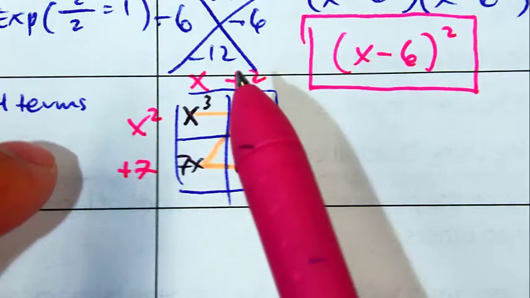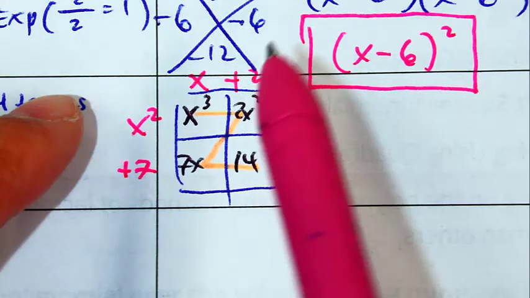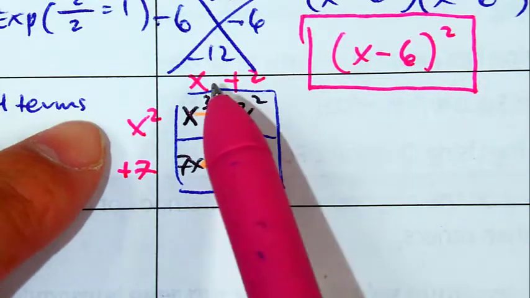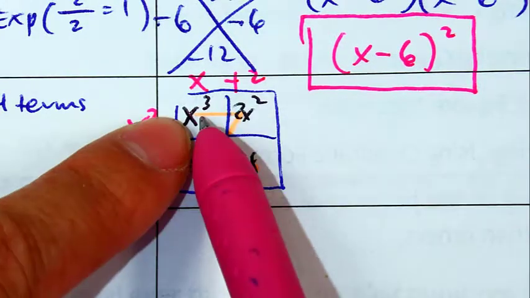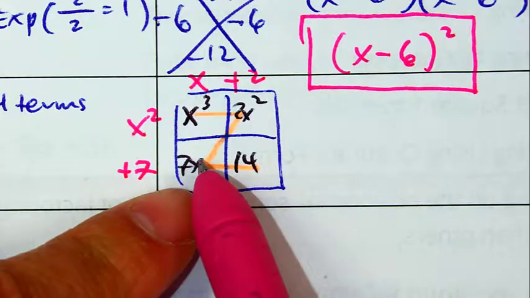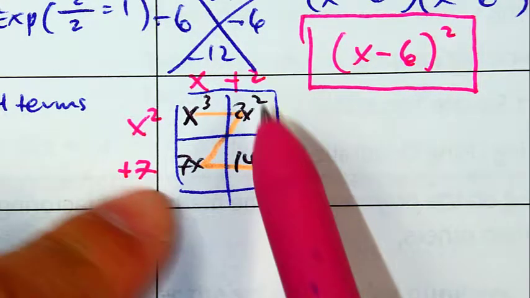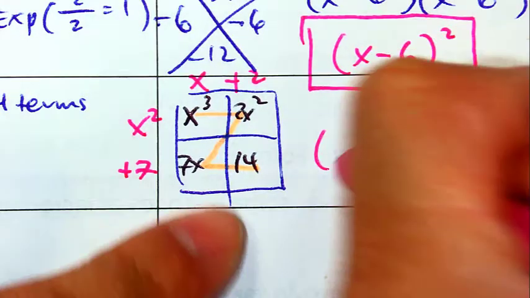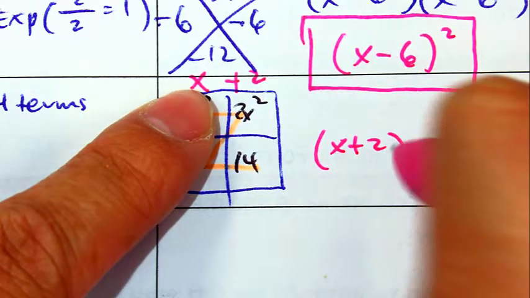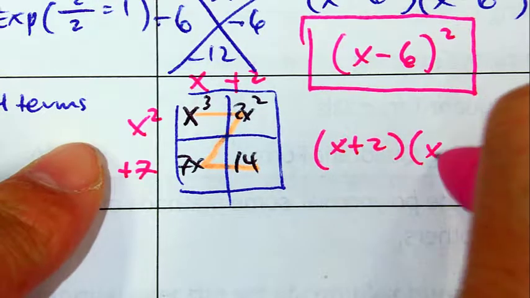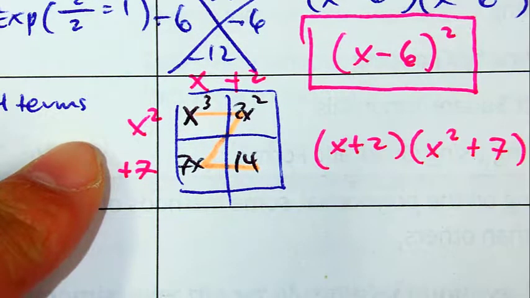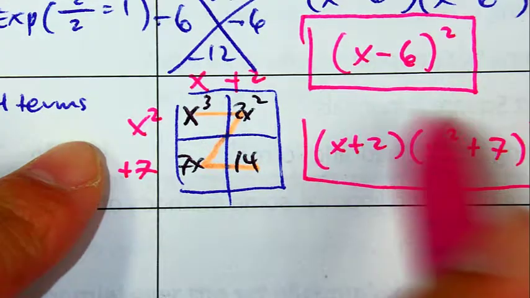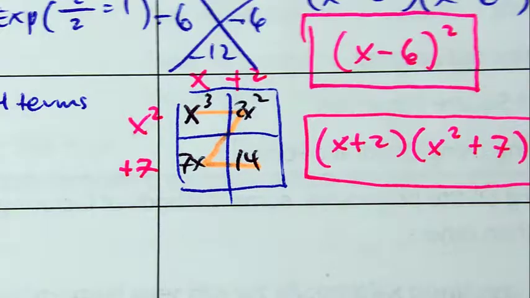Again, to check your answer, which I highly recommend, this is where students don't take the time to do that. You have the time. X times x squared is x cubed. X times 7 is 7x. 2 times 7 is 14. And 2 times x squared is 2x squared. So my answer is x plus 2, x squared plus 7. I can't factor these again. So that's my answer for number 3.